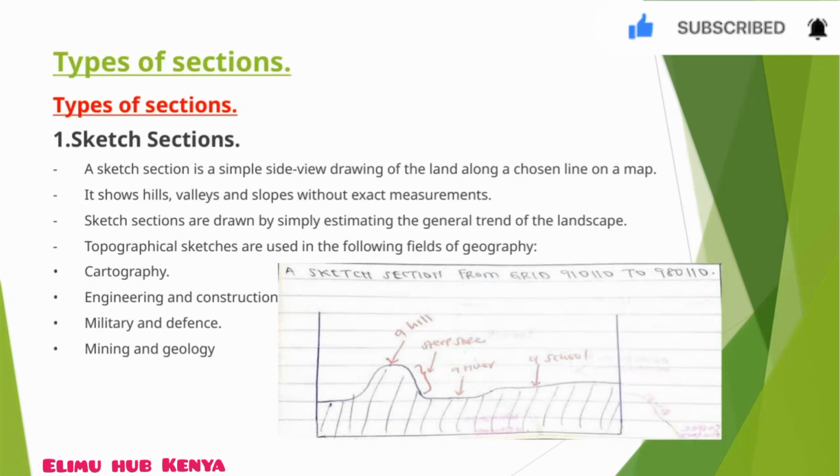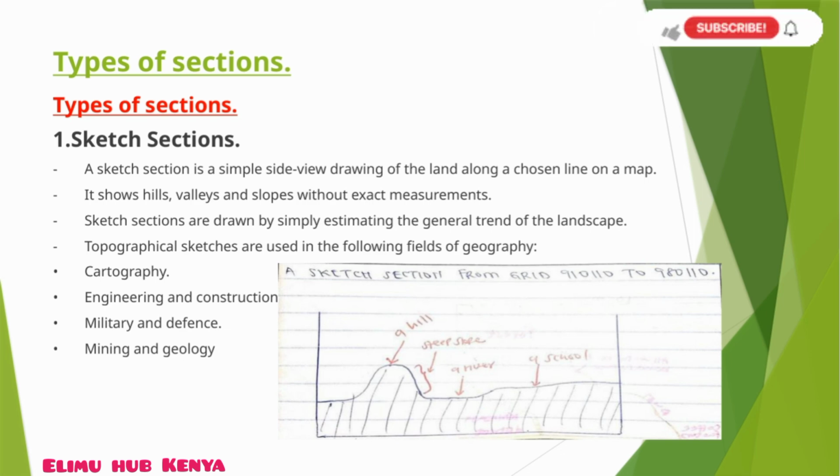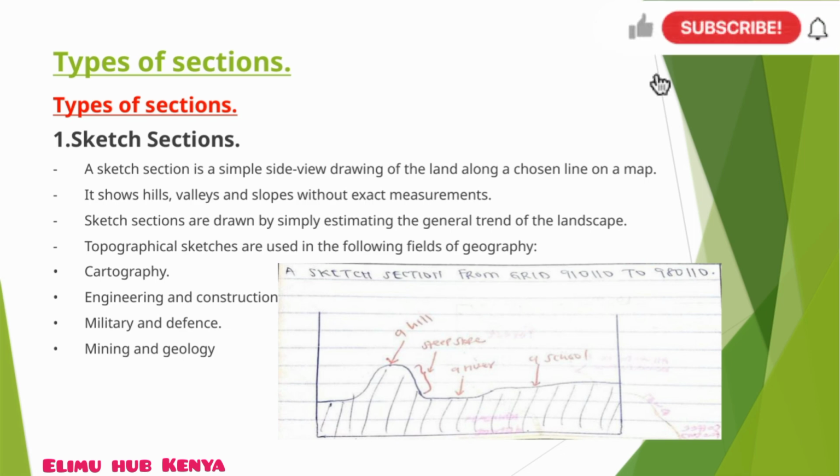Let's talk about sketch sections, a basic but powerful tool in geography. These are simple side view drawings that show the shape of the land along a specific line on a map. They highlight hills, valleys, and slopes, but without precise measurements. Instead, we estimate the general trend of the landscape. Sketch sections come in handy across many fields, from cartography and engineering to military operations, mining, and geology. They give us a quick, visual sense of the terrain we're working with.